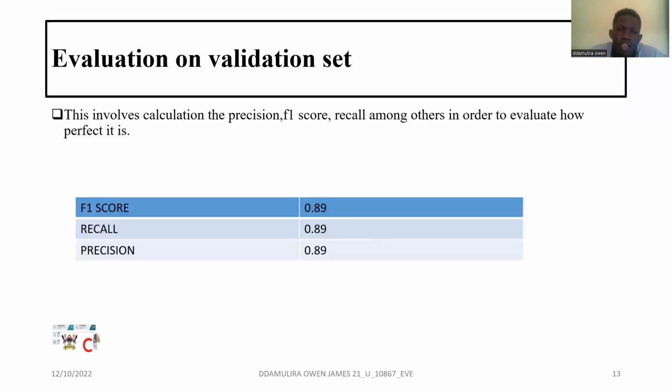Then I come to evaluation. Here we get to know about the F1 score, recall, and precision. I have talked about F1 score, recall, and precision before. My model is actually 0.10 everywhere.